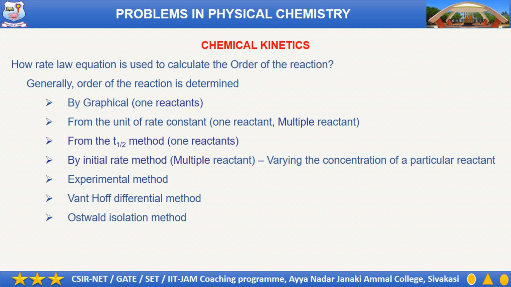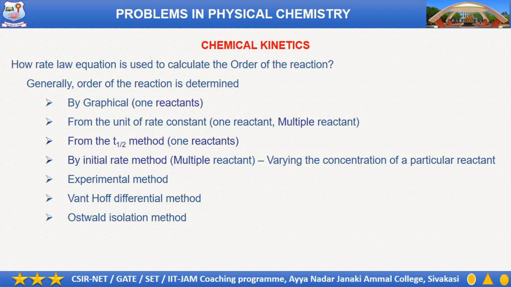In Van't Hoff differential method, we are keeping the concentration of B and C constant. We vary any one of the reactants' concentration and determine the change in rate, and from this we can calculate the order of the reaction. In Ostwald's isolation method, we take the concentration of the remaining reactants in excess. Whenever you take an excess quantity, the rate does not depend upon the excess reactants. You might have studied in theory that such reactions are called pseudo order reactions.